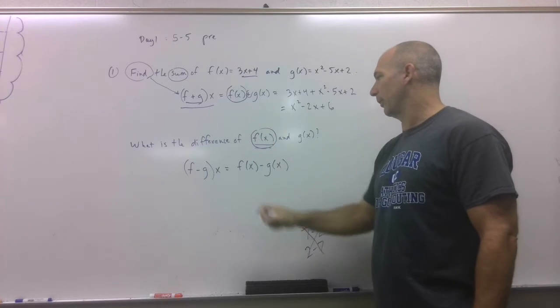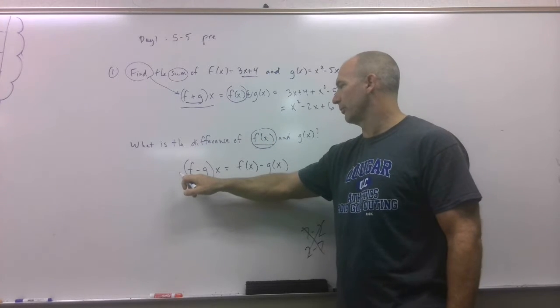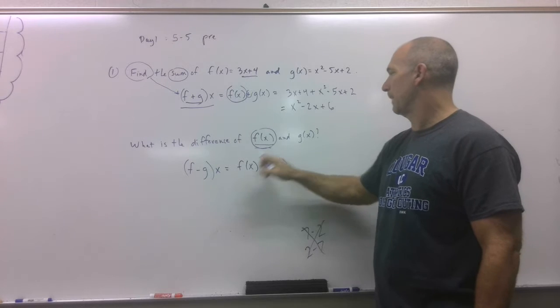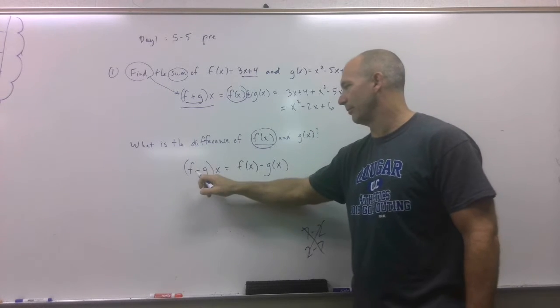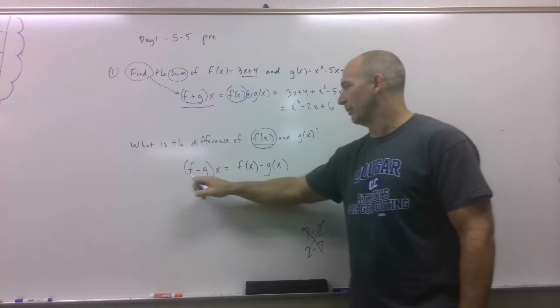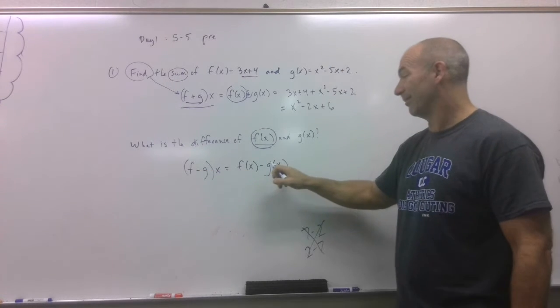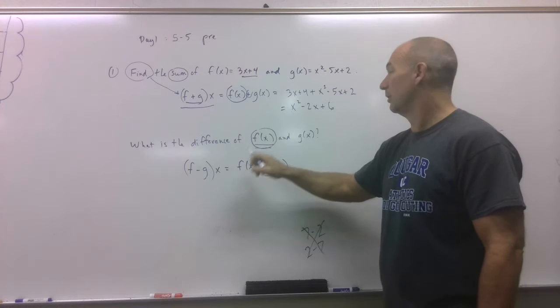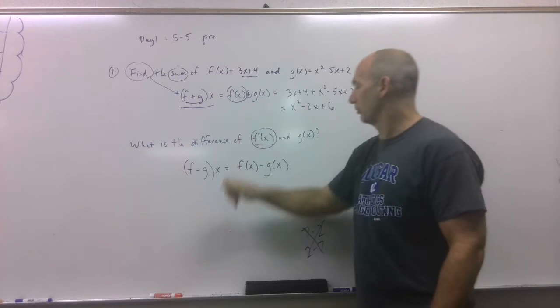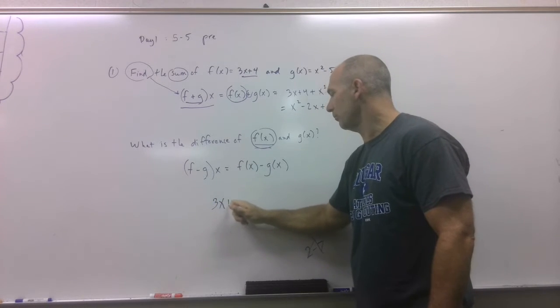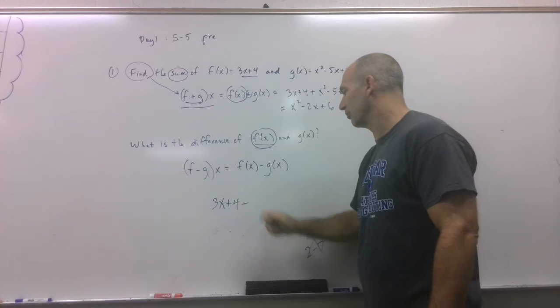F of x comes first. So look at it. Comes first, comes first. G of x comes second, comes second, comes second. So this is just saying differently, subtract g from f. This is saying subtract g from f. So what's f? F is 3x plus 4. We want to subtract g.